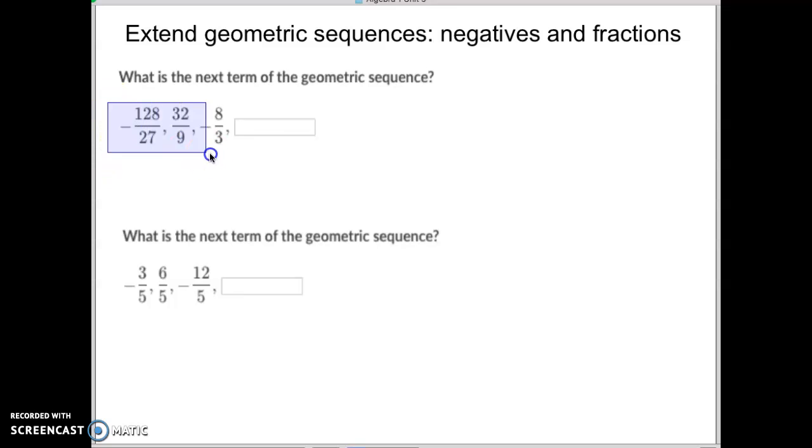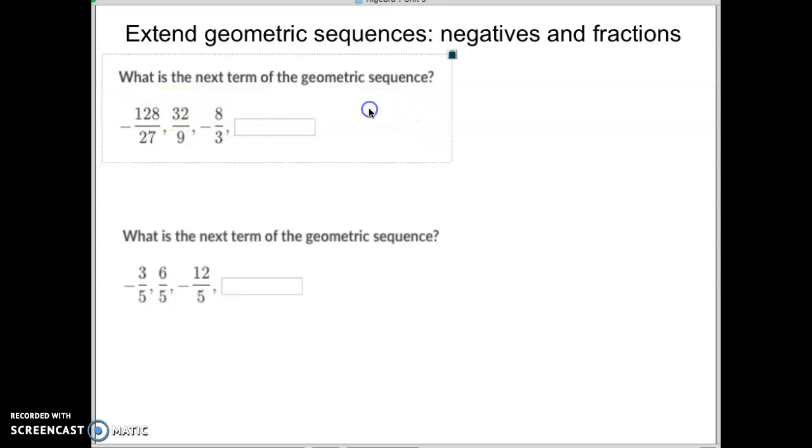You will notice in this sequence, I like looking at it from the standpoint of what happened to my numerators, going from 128 to 32 to 8. You might notice we're dividing by 4 each time, okay? And going from 27 to 9 to 3, we're dividing by 3 each time. So here's our deal on this one.